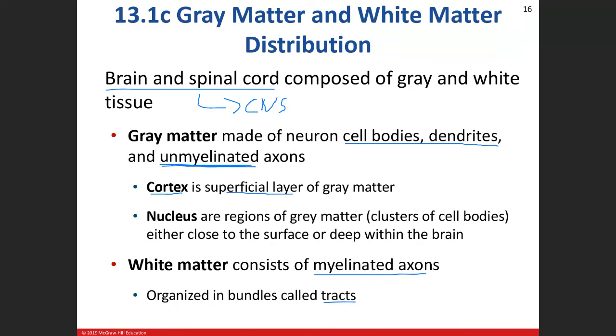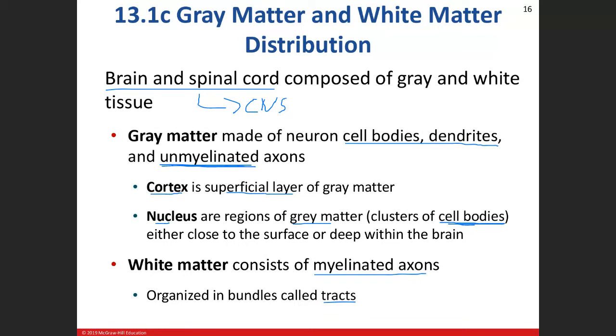Now a nucleus is going to be internal to the gray matter, but in most cases, we'll see it kind of buried in white matter. So these areas of gray matter basically are a clustering of cell bodies. And so in the central nervous system, we refer to those clustering of cell bodies as a nucleus.